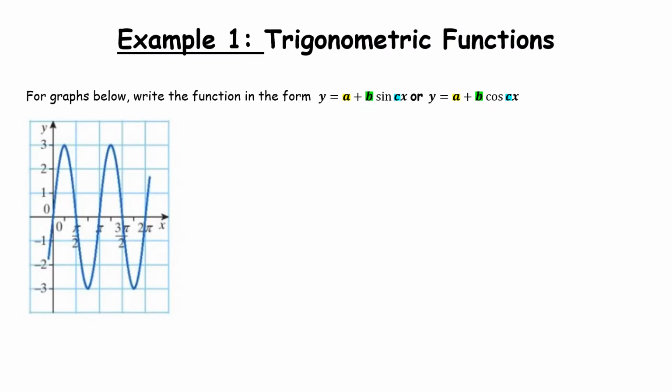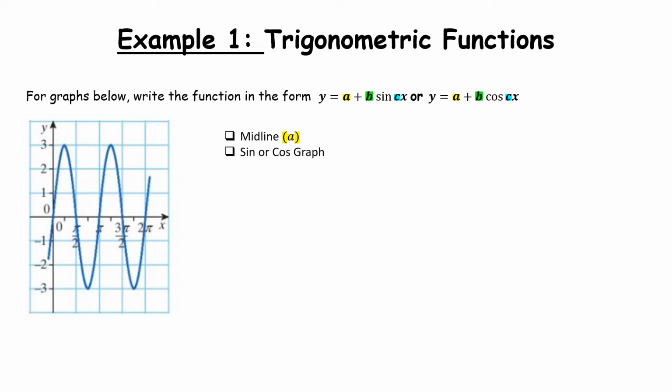Example 1. So we're going to take this graph and see if we can write down its function. So we're going to follow our little checklist. So the first thing we want to do is our midline. So our midline is actually the x-axis here. So it goes up to 3 and down to -3. So it's cut right across the middle at the x-axis.